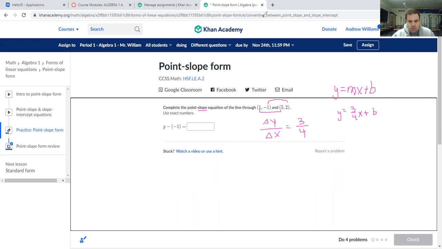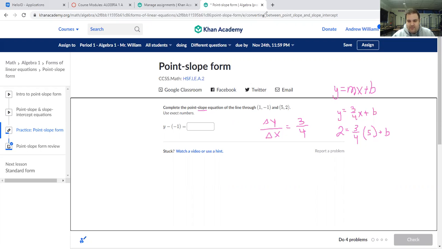So you're going to want to choose one of these points. It doesn't matter which one you choose. Then you substitute it in for y over here and for x over here. I like to do the positive one because seeing positive numbers makes me happy. So 2 is our y value: 2 equals 3/4 times our x value, which is 5, plus b.